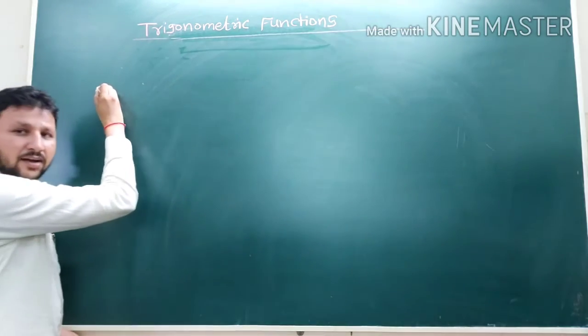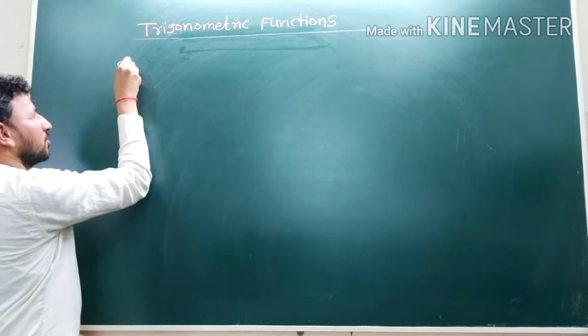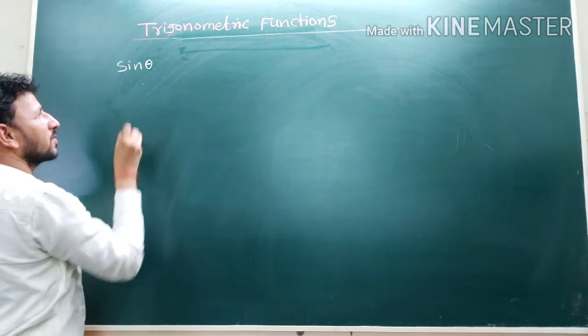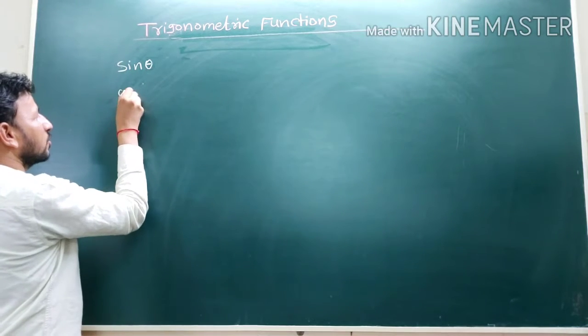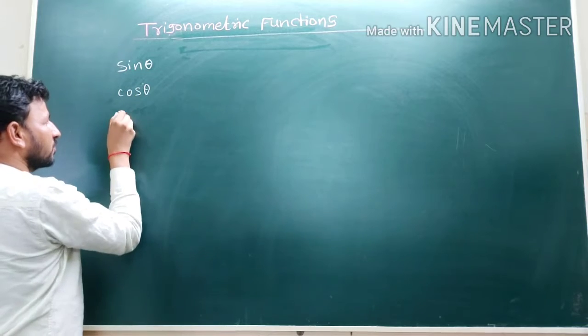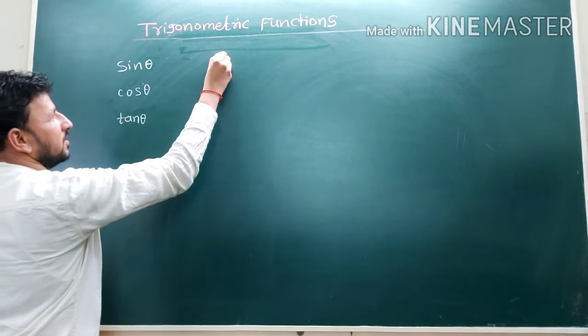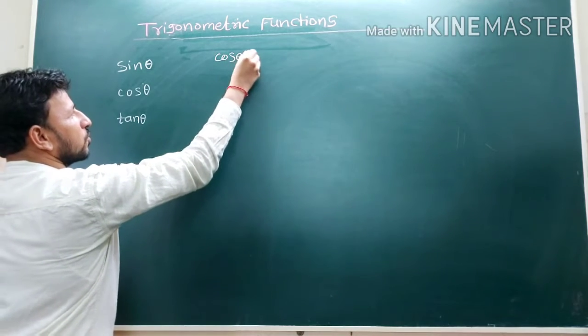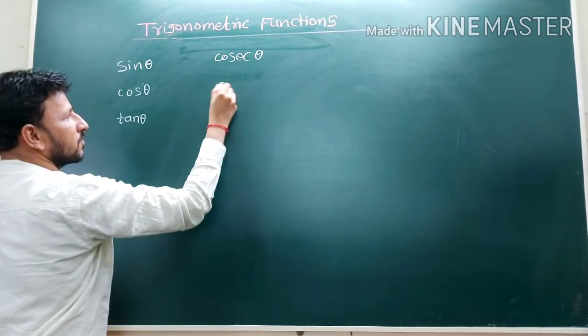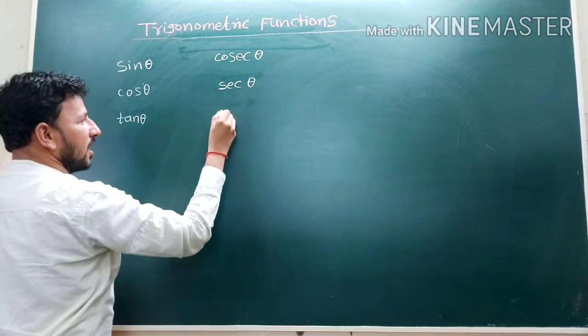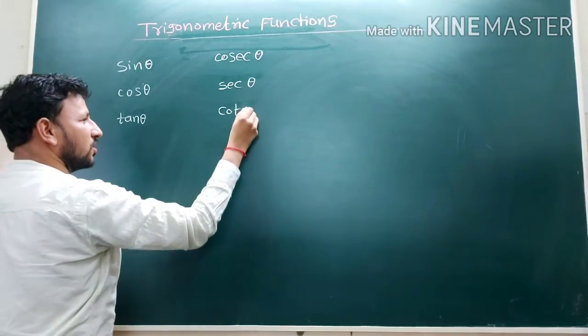Trigonometric ratios are sin of theta, next one cos of theta, third tan of theta, then cosec theta, sec theta and cot theta.